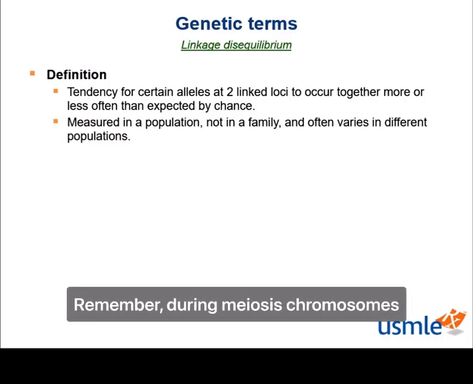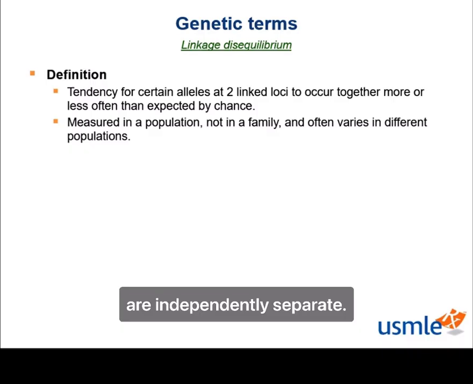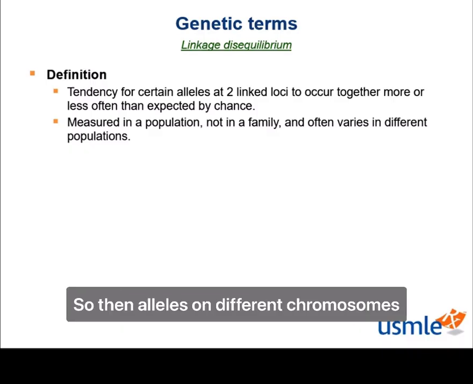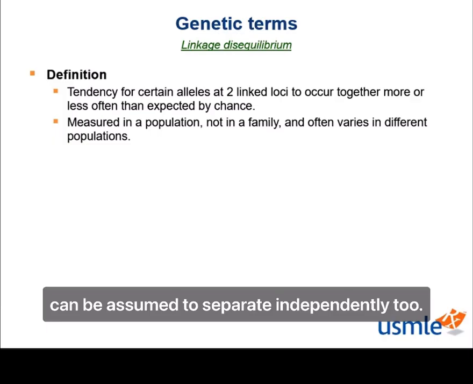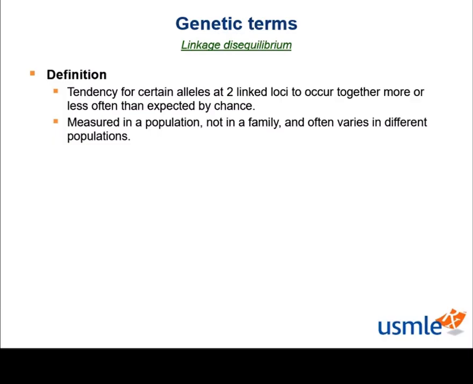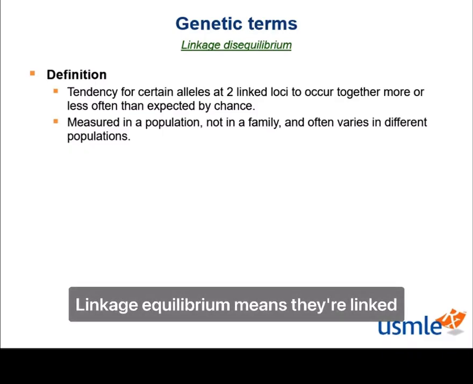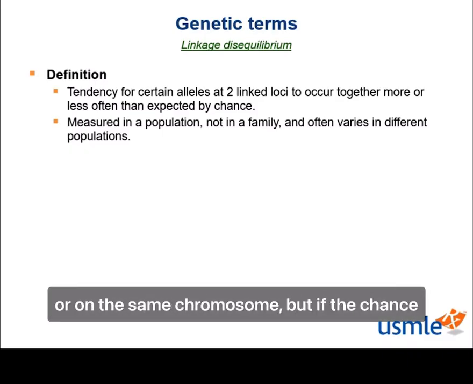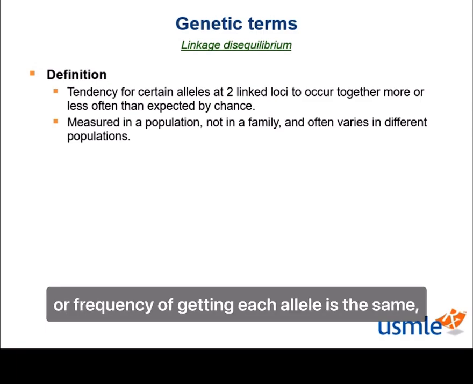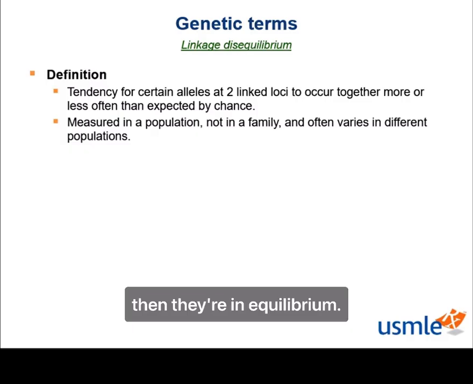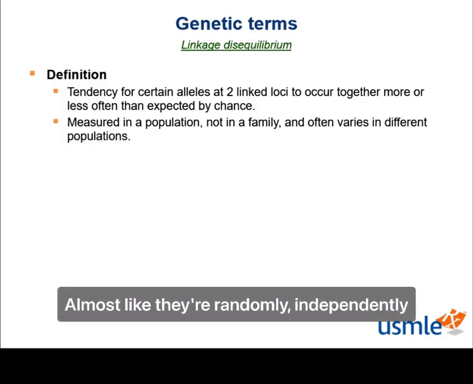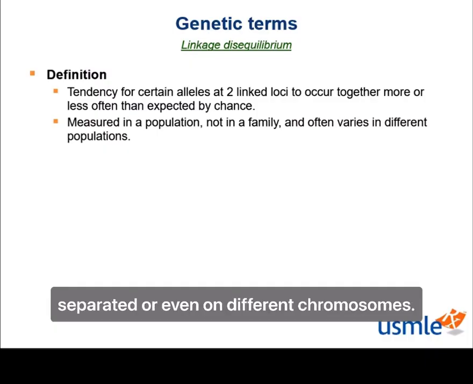Remember, during meiosis, chromosomes are independently separate. So then alleles on different chromosomes can be assumed to separate independently too. Now, when we use the term linkage, it means that there are two on the same chromosome. Linkage equilibrium means they are linked or on the same chromosome, but if the chance or frequency of getting each allele is the same, then they're in equilibrium. Almost like they're randomly independently separated, or even on different chromosomes.